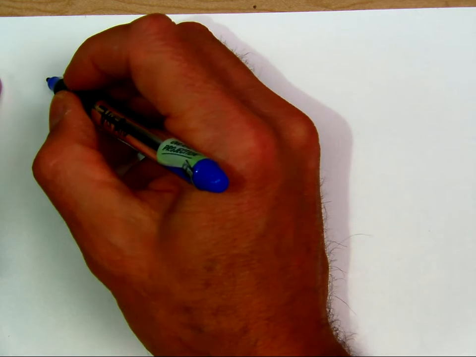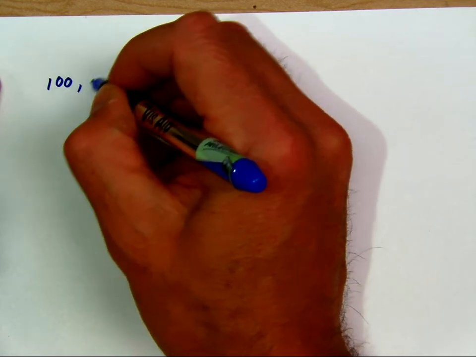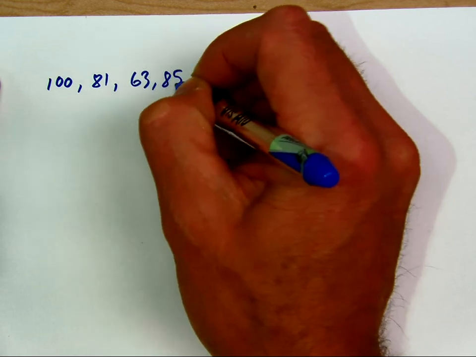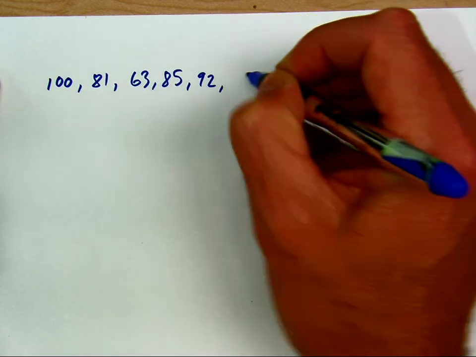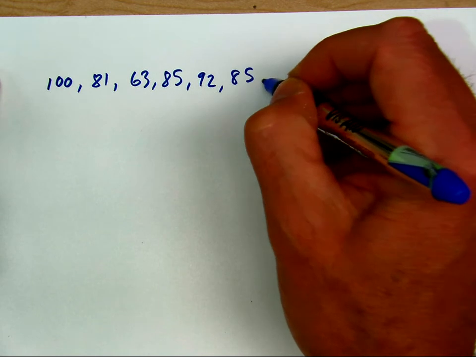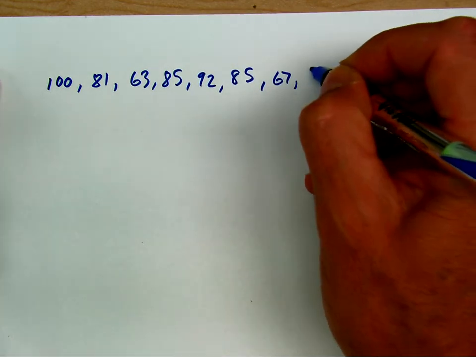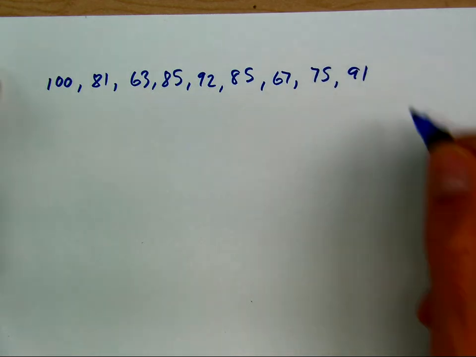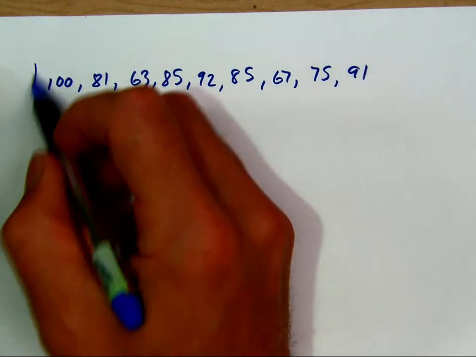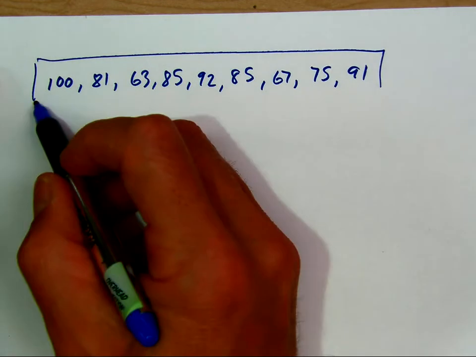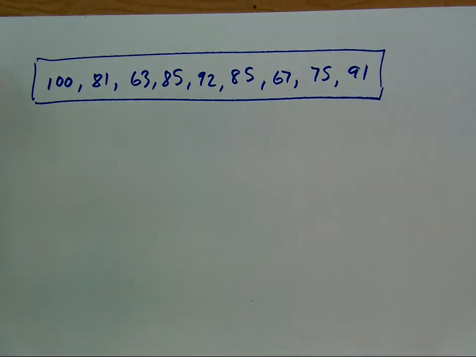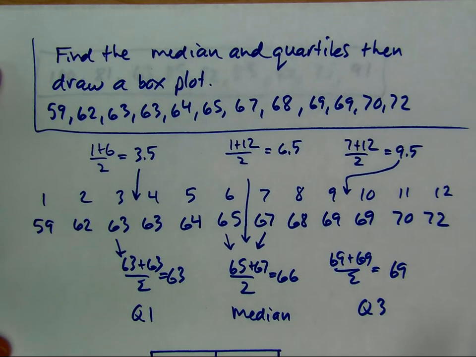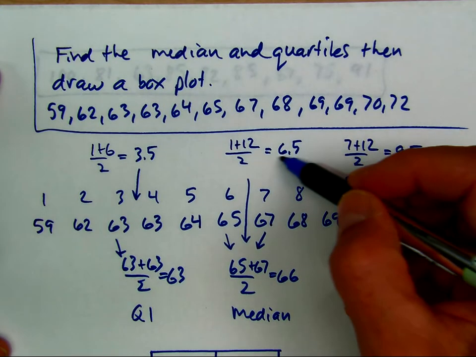Let's do the same thing with this data. Make a box plot, and we didn't see on this problem what happens if I got a 6 here.